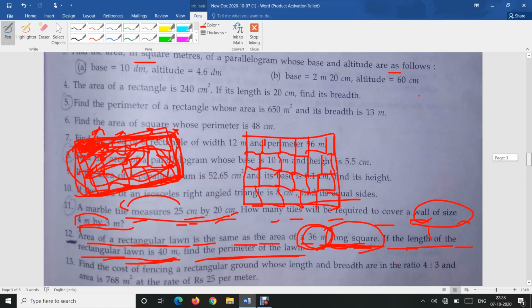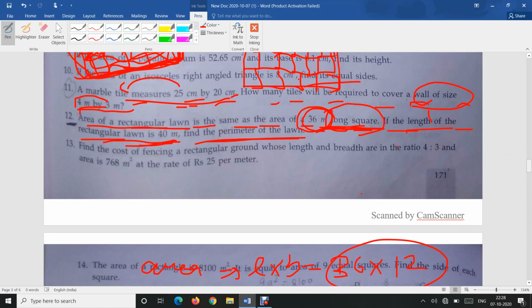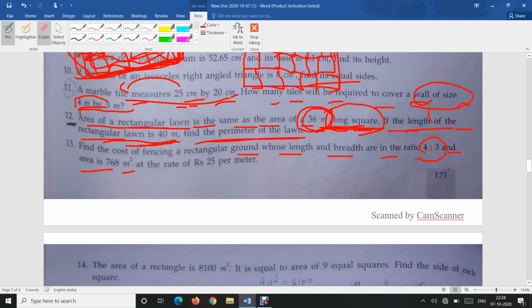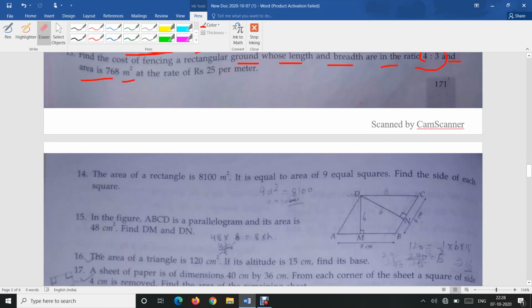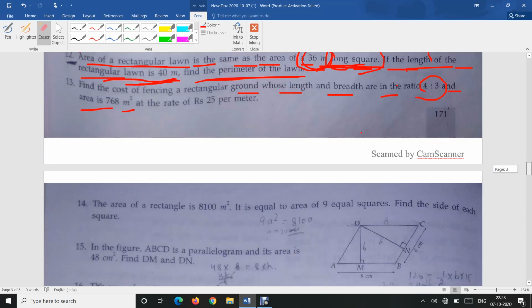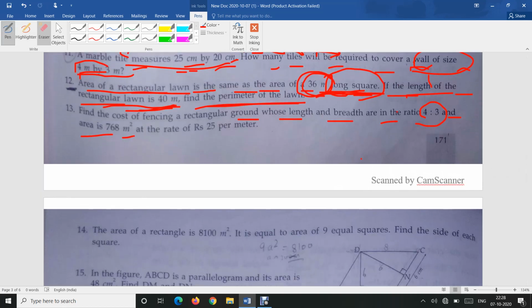Question number 13 is saying: find the cost of fencing a rectangular ground whose length and breadth are in ratio 4:3 and area is 768 meter square, at the rate of 25 per meter. You can do this question by yourself, because in the previous exercise we have done this type of question. First of all, you have to consider the length and breadth. Length will be 4x and breadth will be 3x.